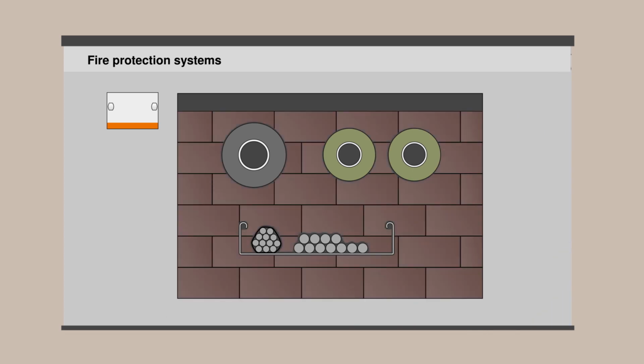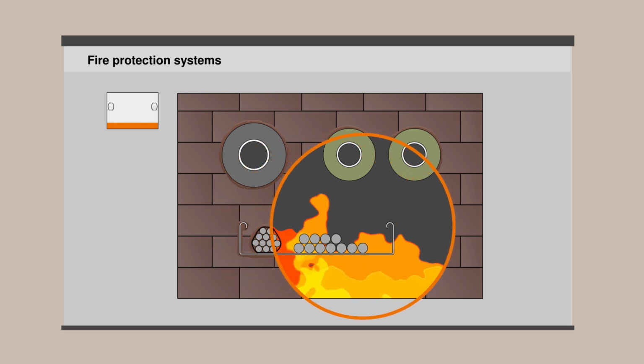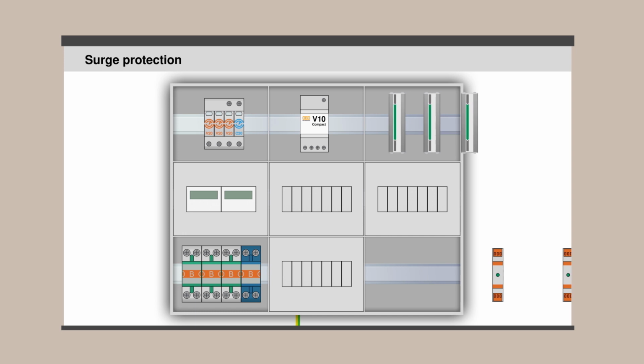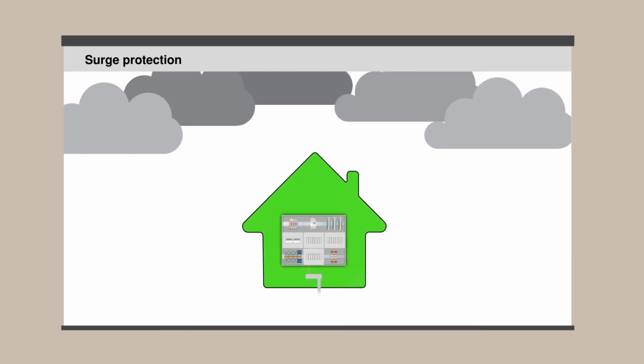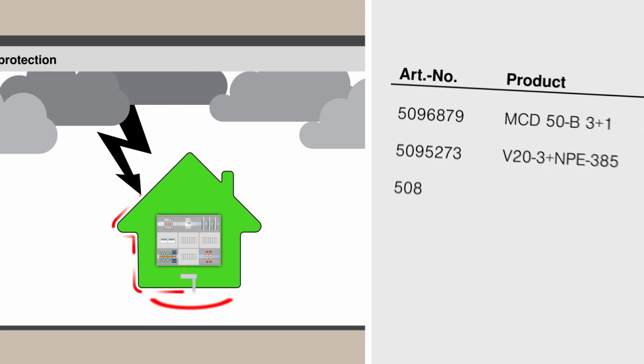simply and quickly select norm-conforming fire protection. And you can compile a custom-fit protection system against lightning and surge voltages for your project. Then, with a few clicks, you can download a finished list of materials and tender specifications.